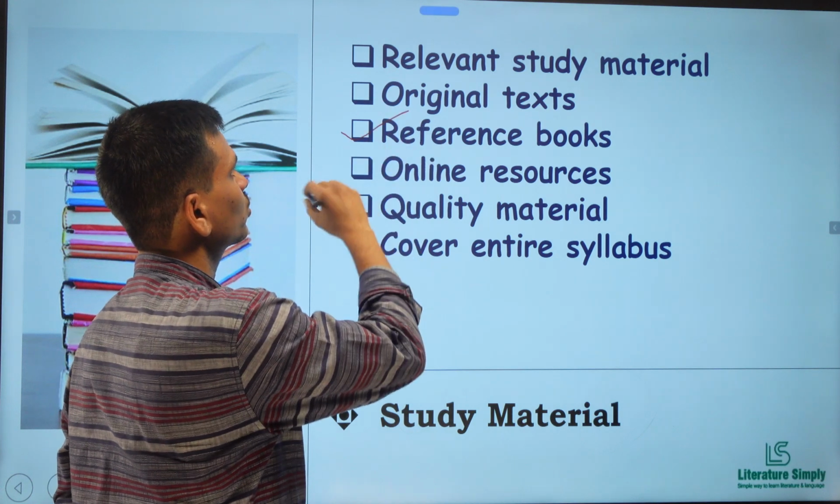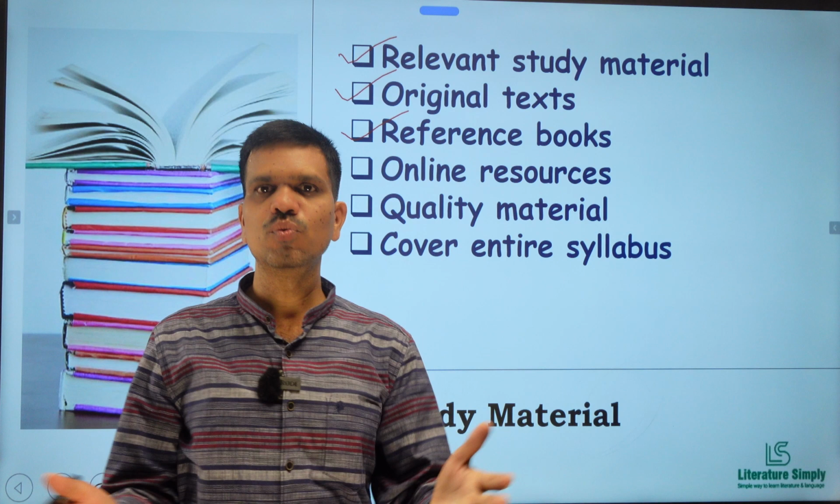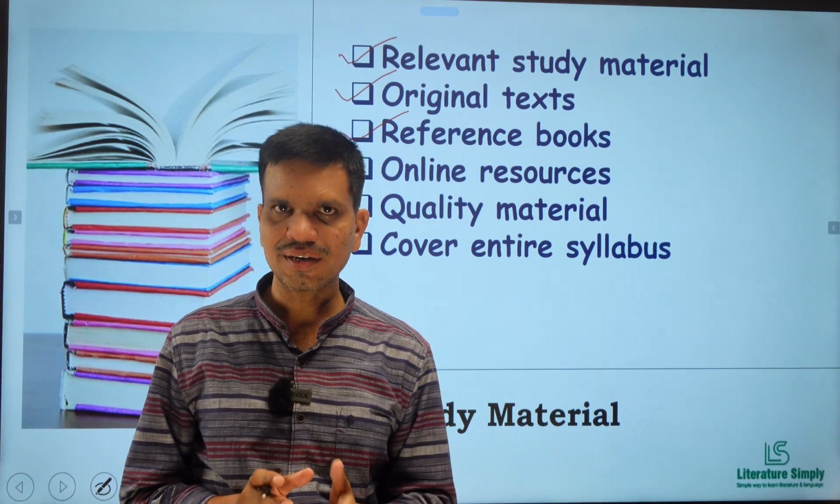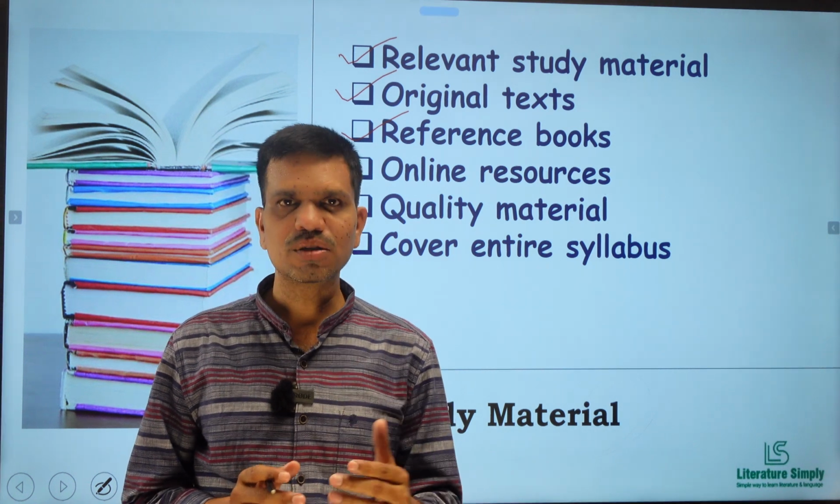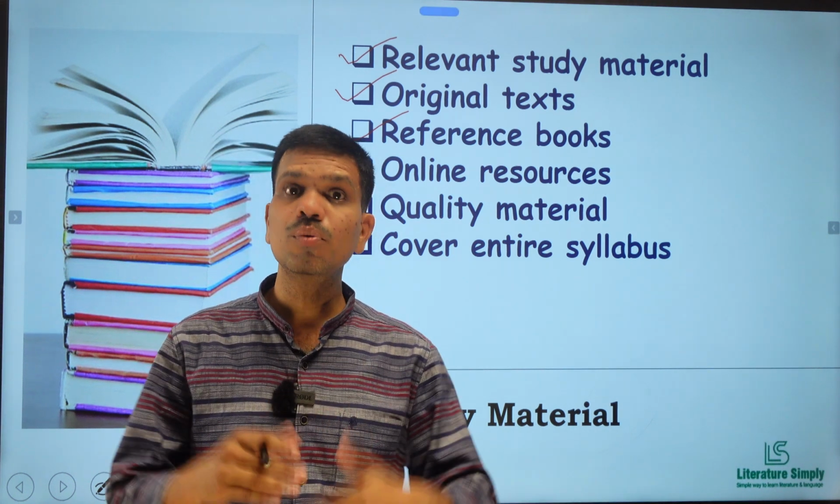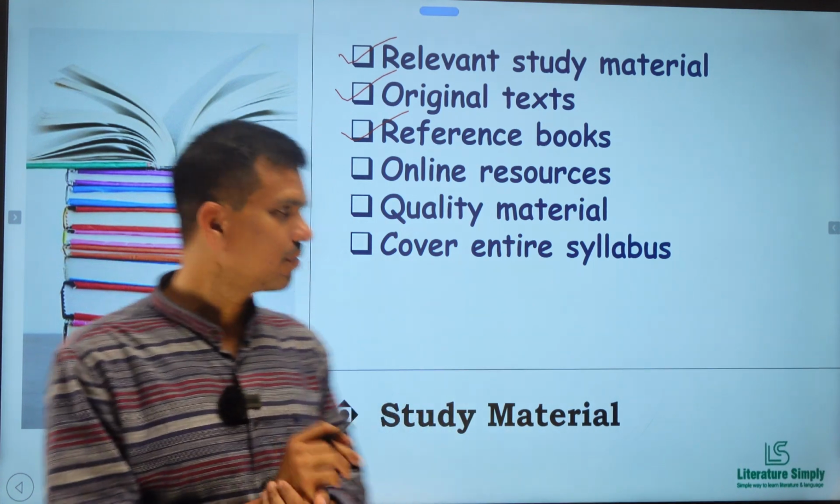Then reference books. Why are reference books important? Because these reference books tell you about some works. For example, you are studying Joseph Conrad, and on Joseph Conrad you find different types of reference books. Then these reference books give you perspective, an idea about the works and the author, Joseph Conrad.